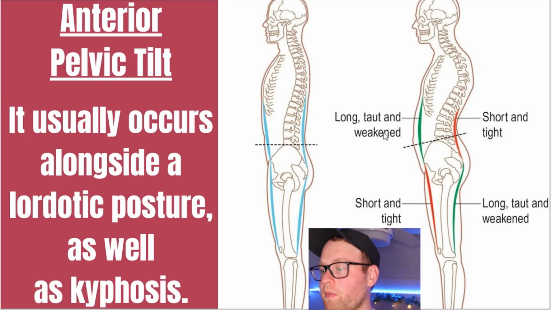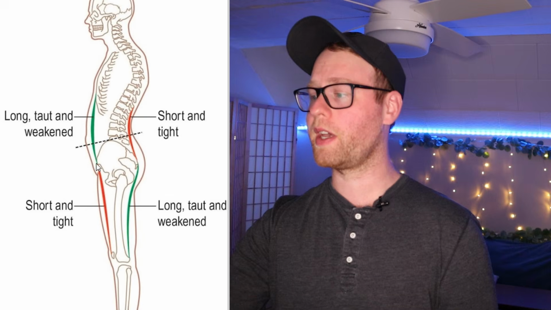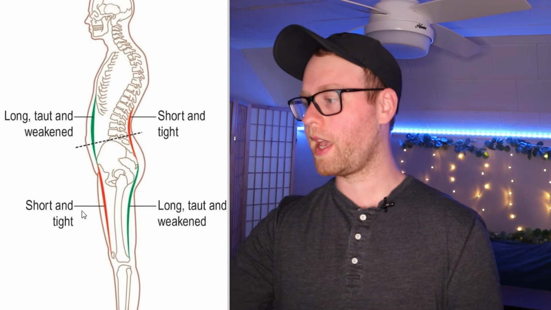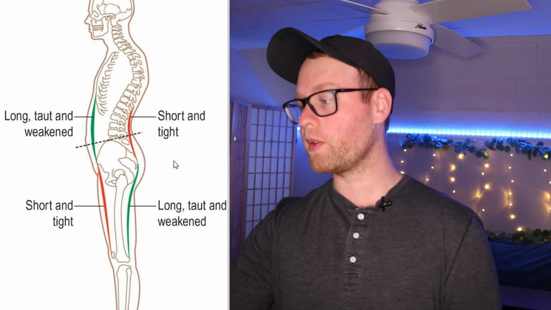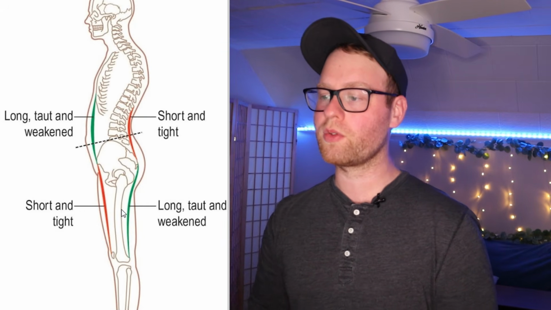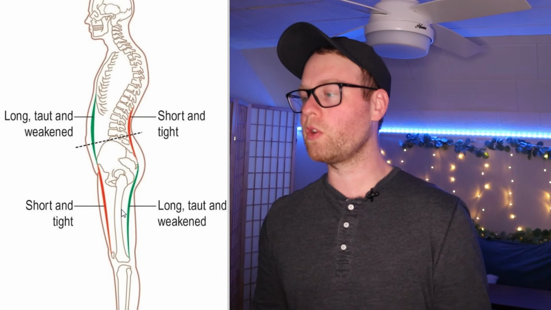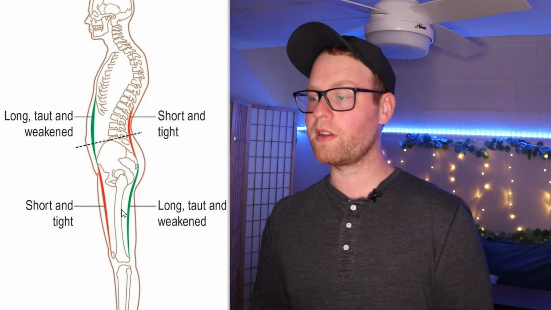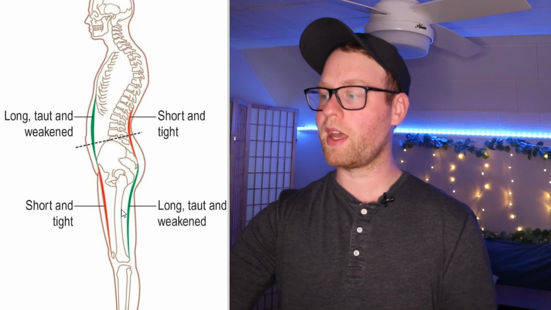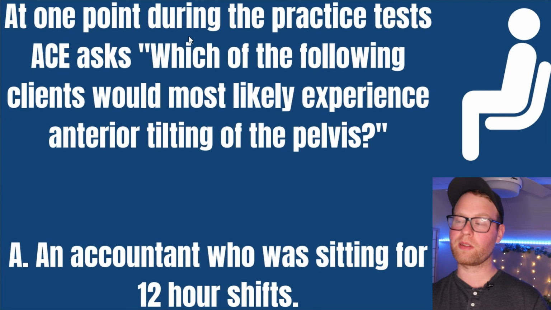And like we also said before with the lordotic posture, his hip flexors on the front side of his leg are too short and tight. His hamstrings and his glutes are long, taut, and weakened. And a lot of this is just due to poor lifestyle choices. This guy is probably sitting way too much, not moving around nearly enough, and because of that, certain muscles just aren't getting used enough.